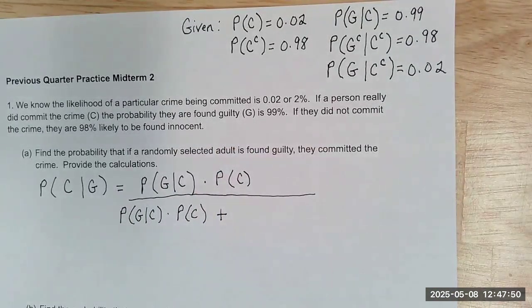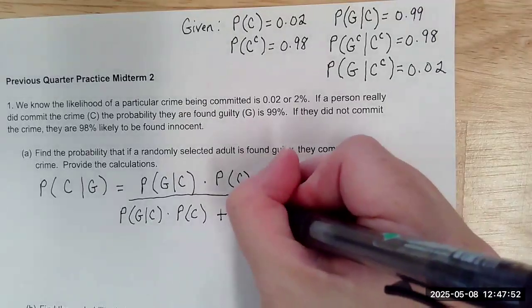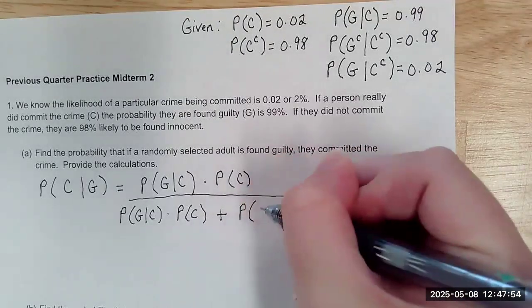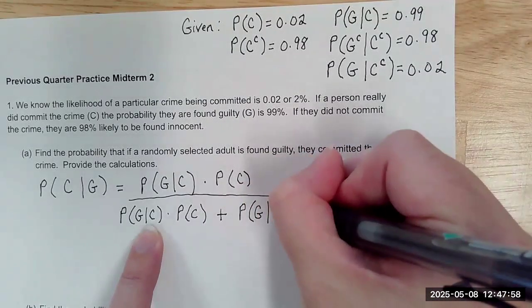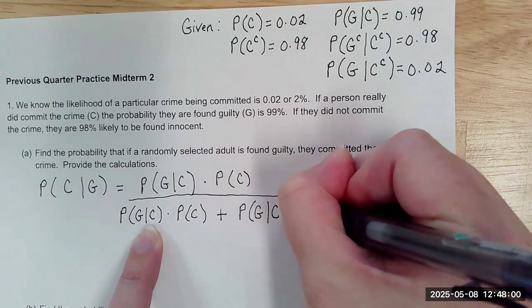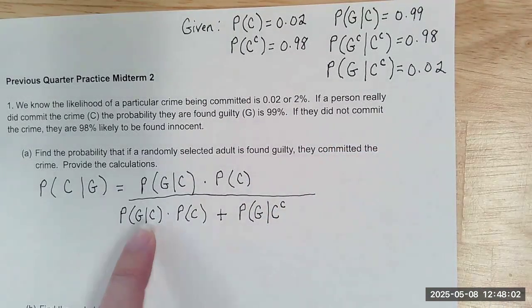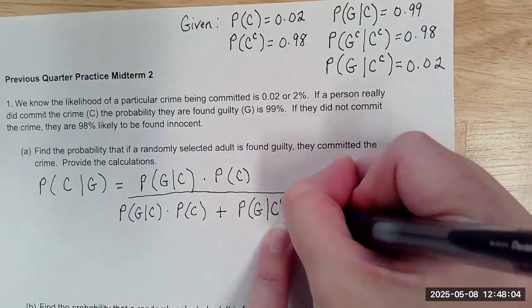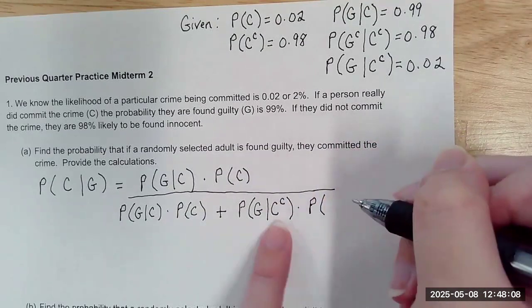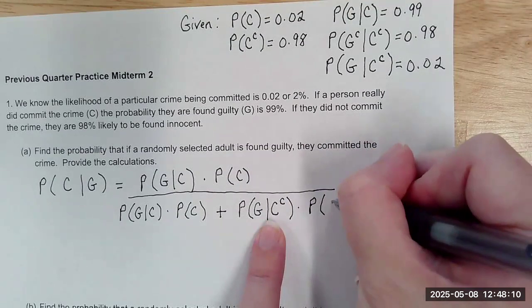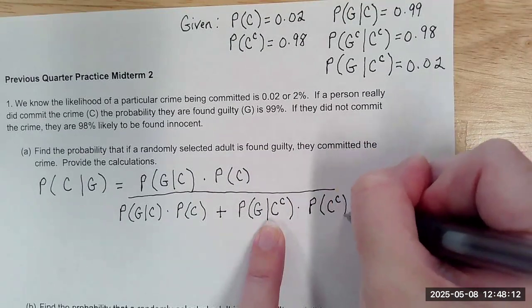Okay. And then the next thing we write is the probability of, and we keep the first thing the same, and then given the complement of the second thing. So G given C complement goes here. And then we always multiply by the probability of that second thing. So the probability of C complement.